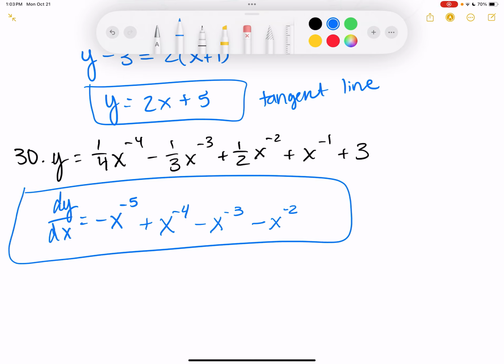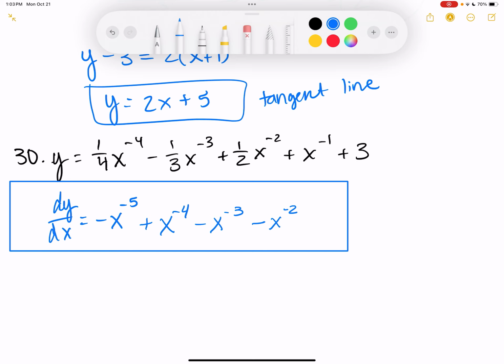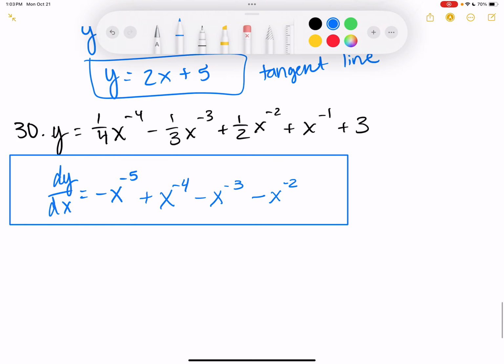That one stumped me. That's why I like doing that one, just to mix it up. Well, I saw the 1/4 and then the 1/3 and then the 1/2, and it was like, oh, I like this one.